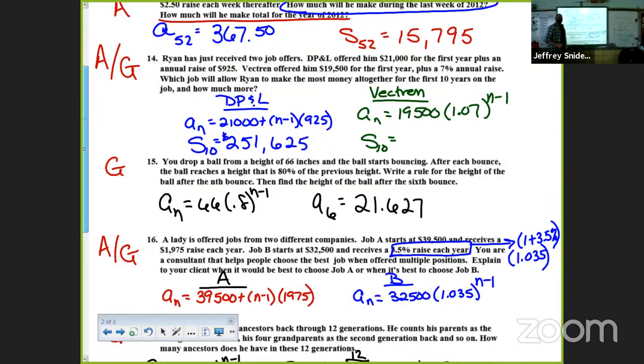Brady, do you have Vectrin? Yep. What's that? 269,420 and 74 cents? Okay, so there we go. So what do we notice? He'd make more at Vectrin. Yeah, overall, Vectrin's going to pay him more during the 10 years, even though at DP&L he's going to make an extra $1,500 the first year. So he's looking beyond the first year's pay to make a decision about what's best overall.